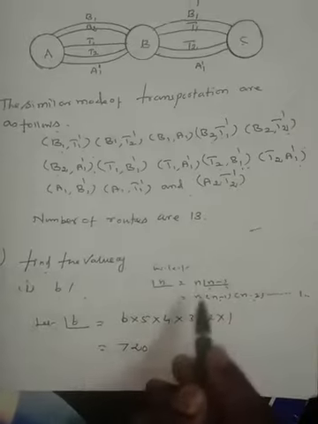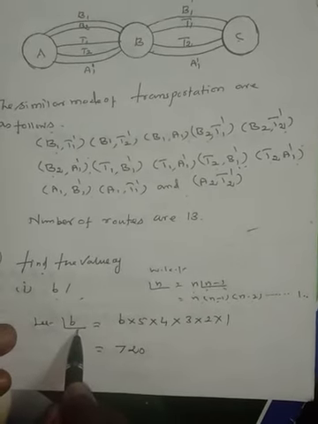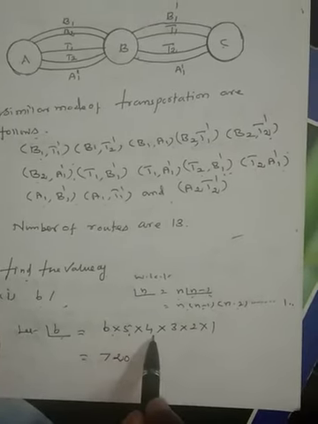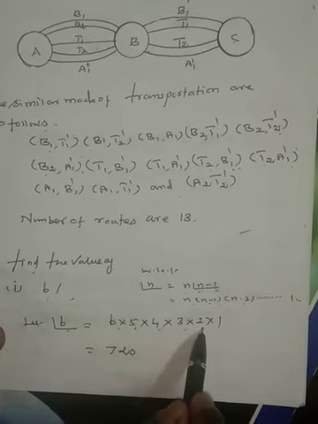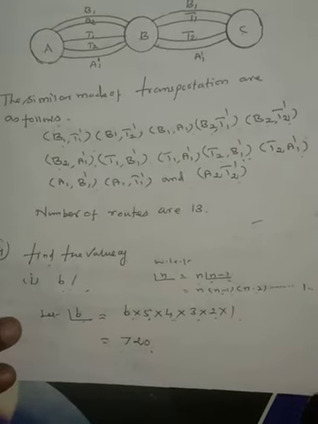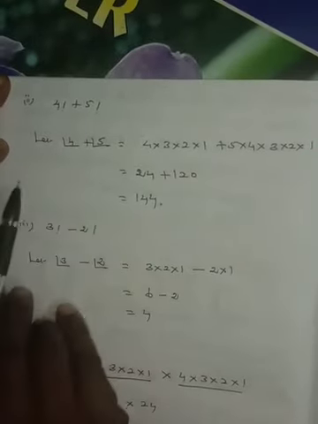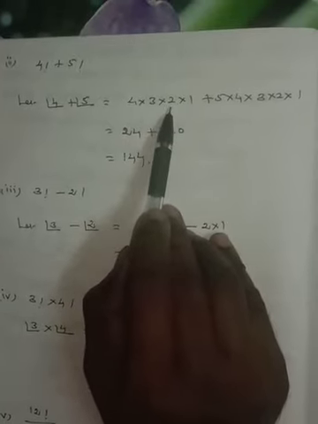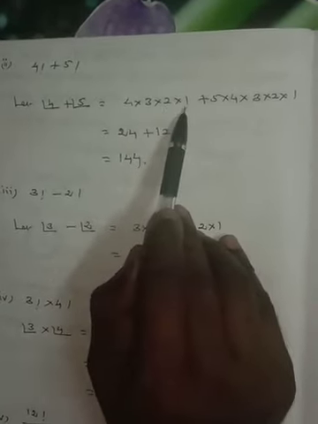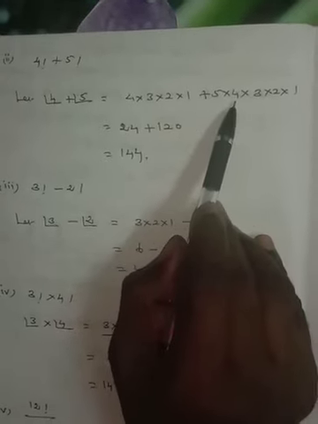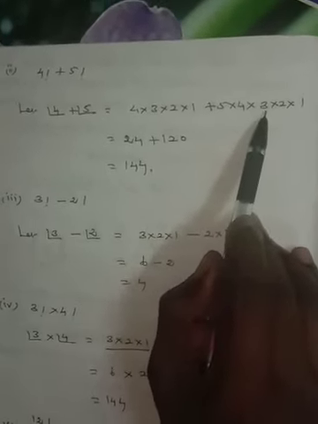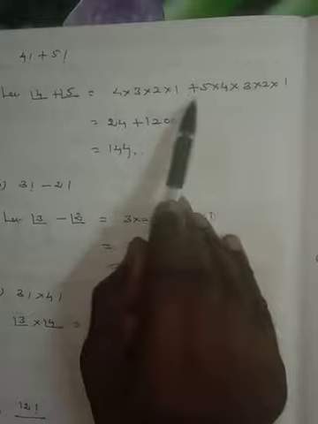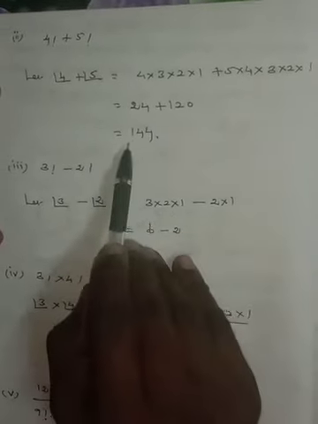Using the factorial formula, 6 factorial is equal to 6 into 5 into 4 into 3 into 2 into 1, which is 720, the answer. Next, 4 factorial plus 5 factorial. 4 factorial is 4 into 3 into 2 into 1. 5 factorial is 5 into 4 into 3 into 2 into 1. Adding, first is 24, second is 120. Adding these two we get 144.